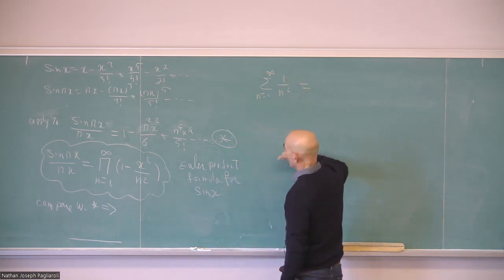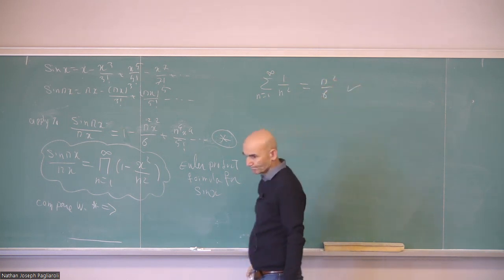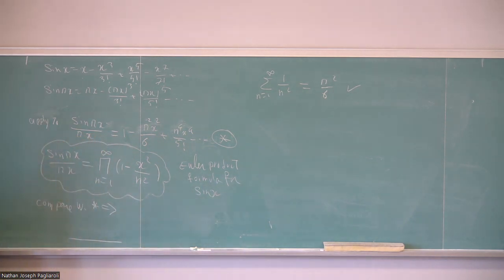Is equal to pi squared over 6. This is the problem. Okay. So now, any questions before we move on? Would you buy this proof, by the way? What's your objection?